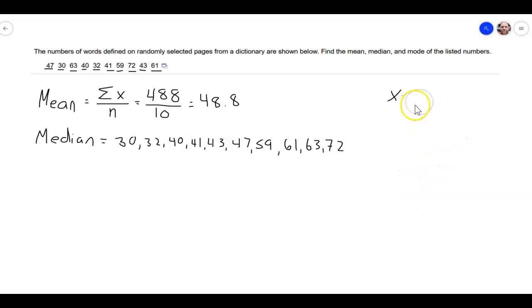The way it works is we have a different case depending on whether we have an odd amount of values or an even amount of values.